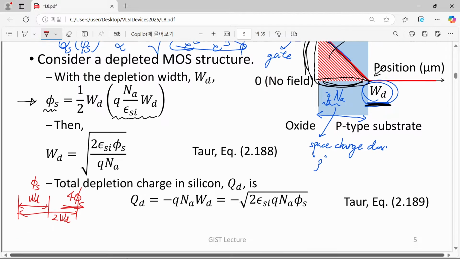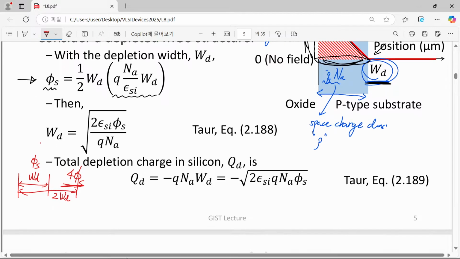So anyway, since we have an approximated form of depletion width by applying this minus q times Na, this is the space charge density, so we can easily collect the depletion charge we have. So simply speaking, this is nothing but a square root function of surface potential. If we have surface potential higher and higher, then we will have more and more depletion charge, but it's not exponentially increasing. So this is a slow function.